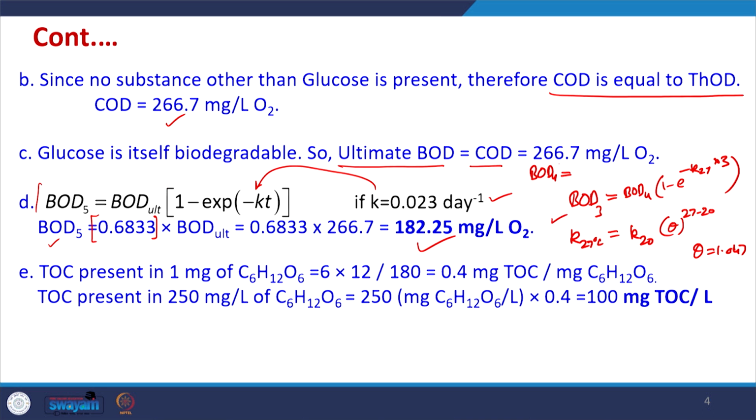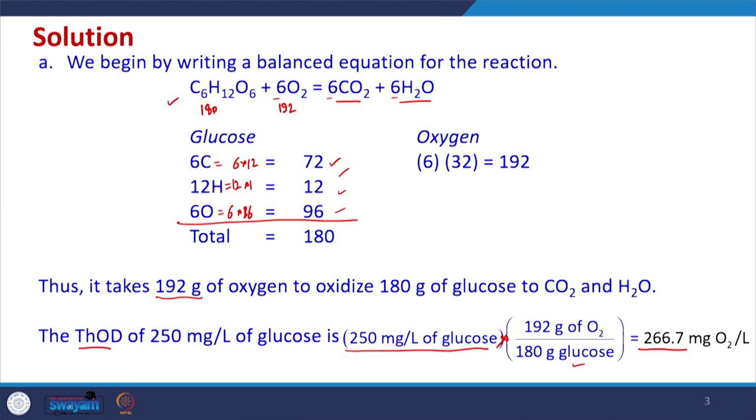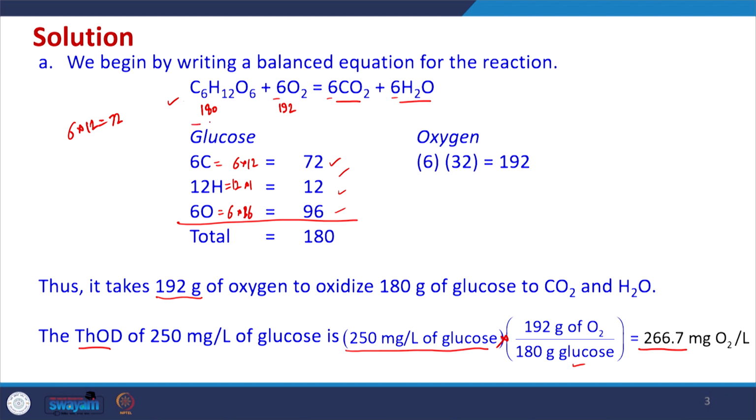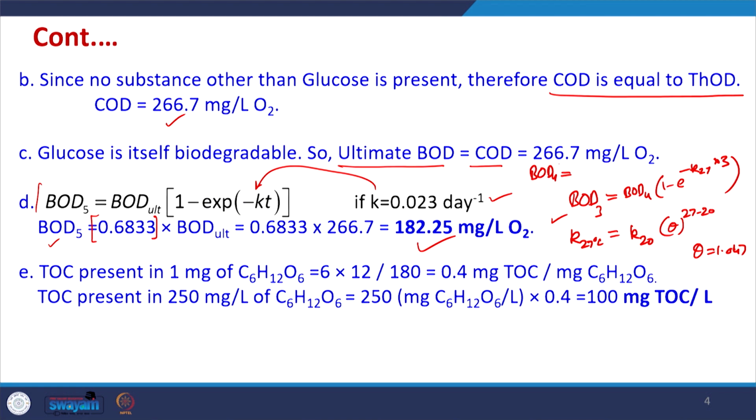Now, ultimately we have to find out the TOC present in 1 milligram of this. From the equation which was given here, we can see that 6 into 12, that means 72 milligram of carbon, is present in 180 milligram of glucose. Using this formula we find out that the TOC present in 1 milligram of this is 0.4 per this.